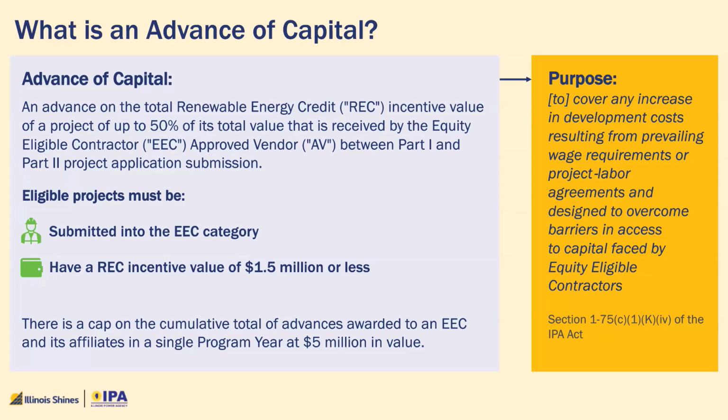An EEC AV submitting a project into the public schools category, for example, cannot request an advance of capital for that project. Eligible projects must also have a total REC incentive value of $1.5 million or less. An EEC AV cannot request an advance for a project over $1.5 million in REC incentive value. There is also a cap on the cumulative total of advances awarded to an EEC and its affiliates in a single program year at $5 million in REC incentive value.